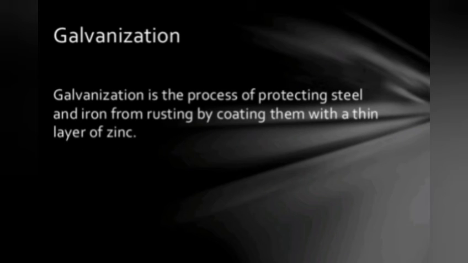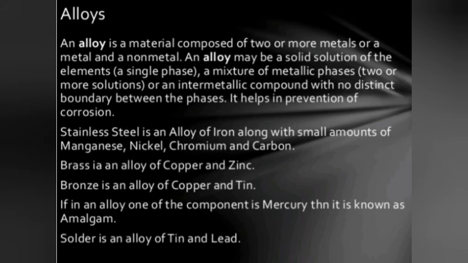So what is galvanization? Galvanization is the process of protecting steel and iron from rusting by coating them with a thin layer of zinc. Coating iron and steel objects with a layer of zinc metal to save them from rust is a process known as galvanizing. Chrome plating is something like that galvanization. By galvanization, we can protect the iron articles from rusting.